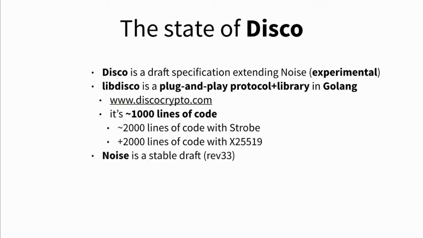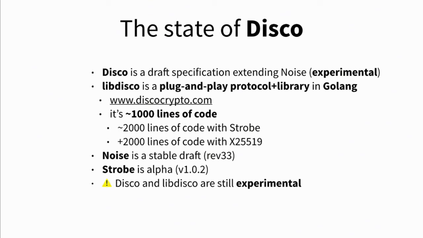It's based on NOISE, which is, let's say, a stable draft at this point. It's being used, I mean, WhatsApp uses it for I don't know how many users. Strobe is alpha, but I suspect it's being used by Rambus at the moment since it's been developed there. Disco and libdisco are completely experimental.